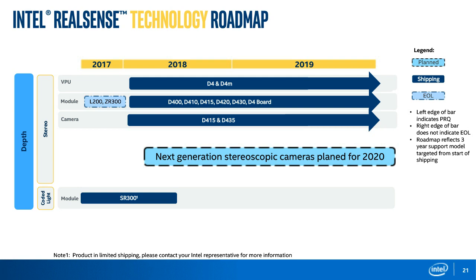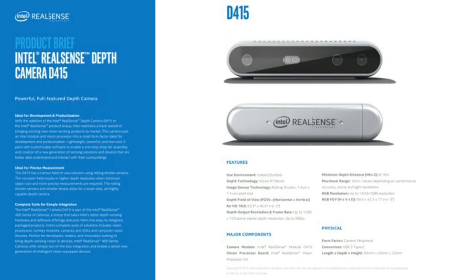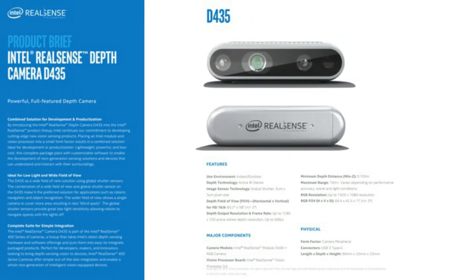Lastly, as I point out here, are the product brief sheets. I'm not going to cover everything on this sheet, but these are the spec data that most people want to see right off the bat to see if the cameras will meet their need. The D415 and the D435 are taken straight from our RealSense.intel.com site.